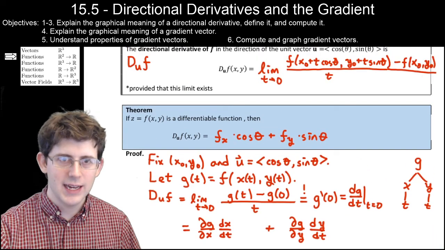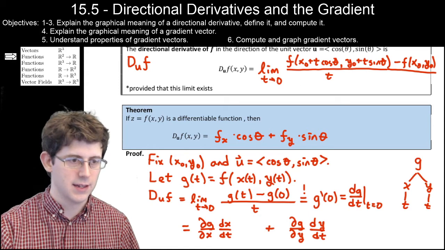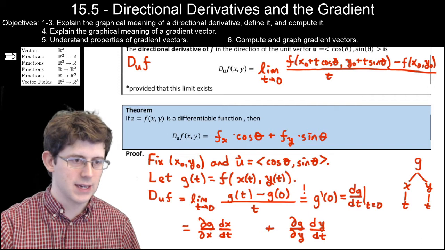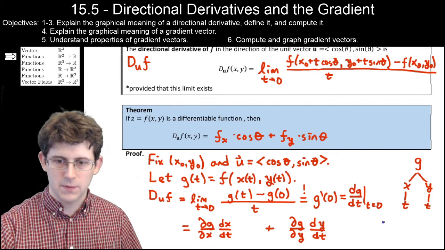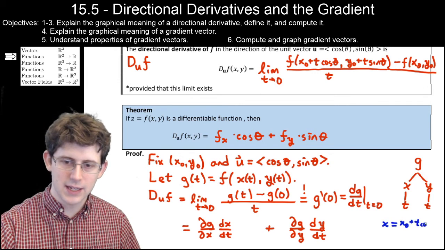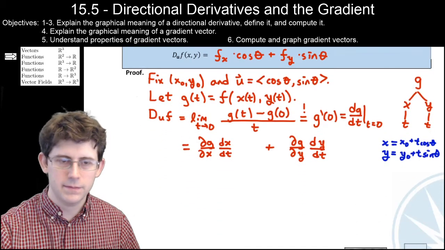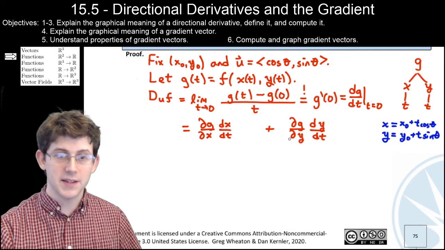Now, what are x and y actually? x and y are these things, like x naught plus t cosine theta and so on. So let's just copy it down here. We'll copy it here: x is x naught plus t cosine theta, and y is y naught plus t sine theta. Okay, so now let's find all these things and see what happens.